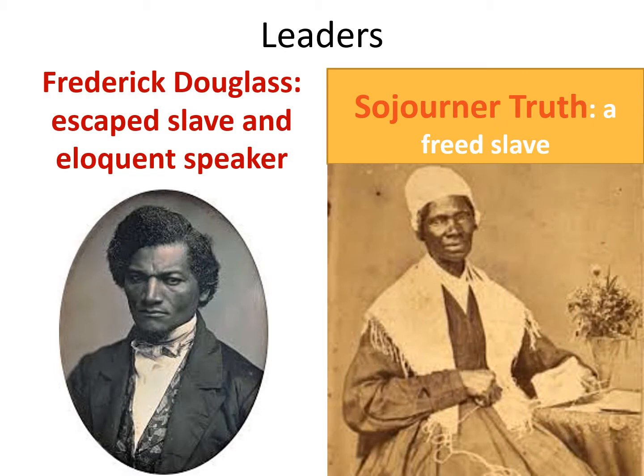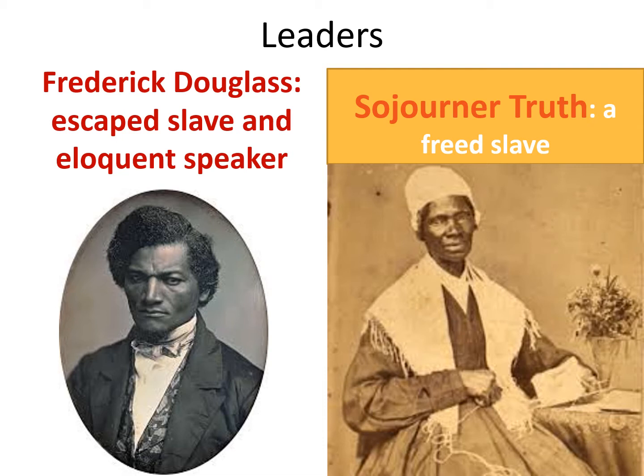There were also many African American leaders of the abolition movement. Many were escaped slaves, some were freed slaves, and some were just free blacks who had never been slaves. Frederick Douglass was an escaped slave who learned how to read and write. He became one of the most eloquent speakers against slavery in the North. He spoke all over the North and around in other countries also.